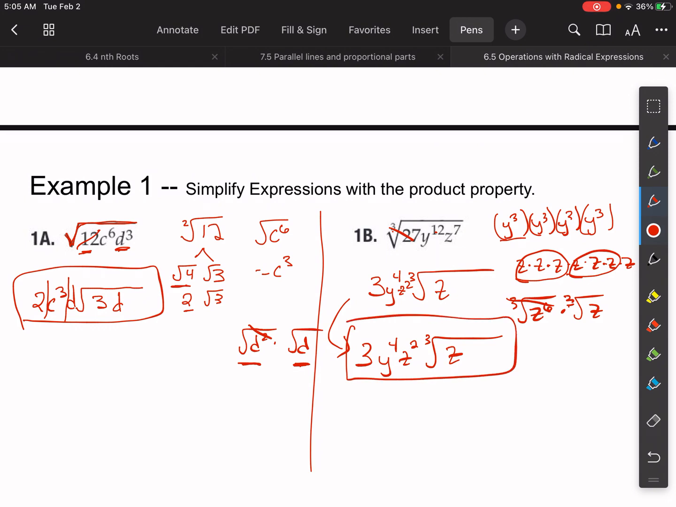And I'm done. So what I'm trying to do is simplify this as best I can, taking all the third roots out. Here's the second root, here's the third root. When a perfect third root comes out, it stays out. If there's anything left over, it stays in.